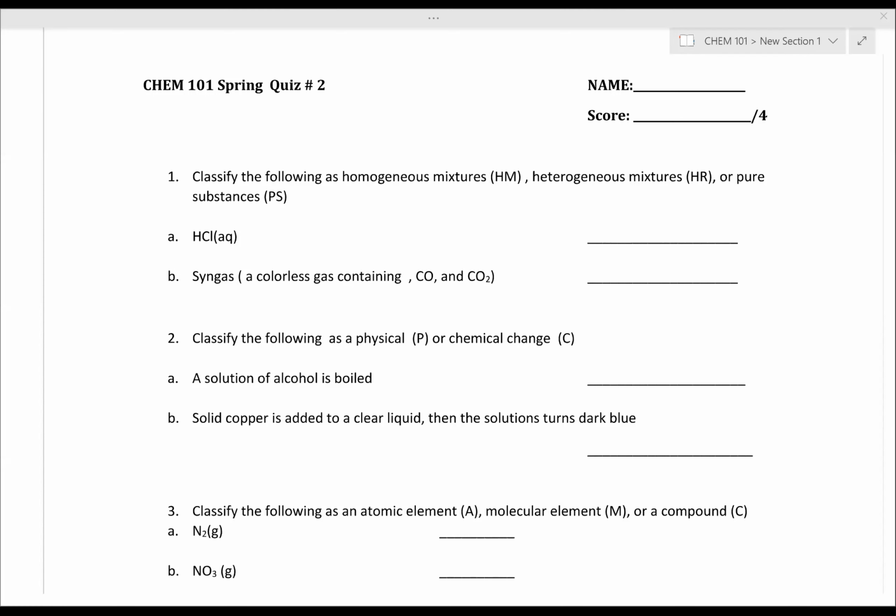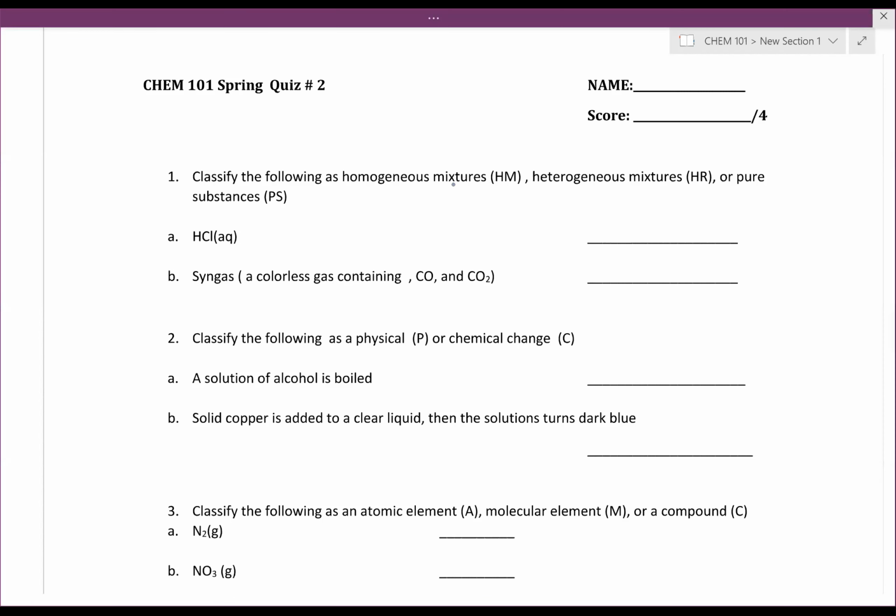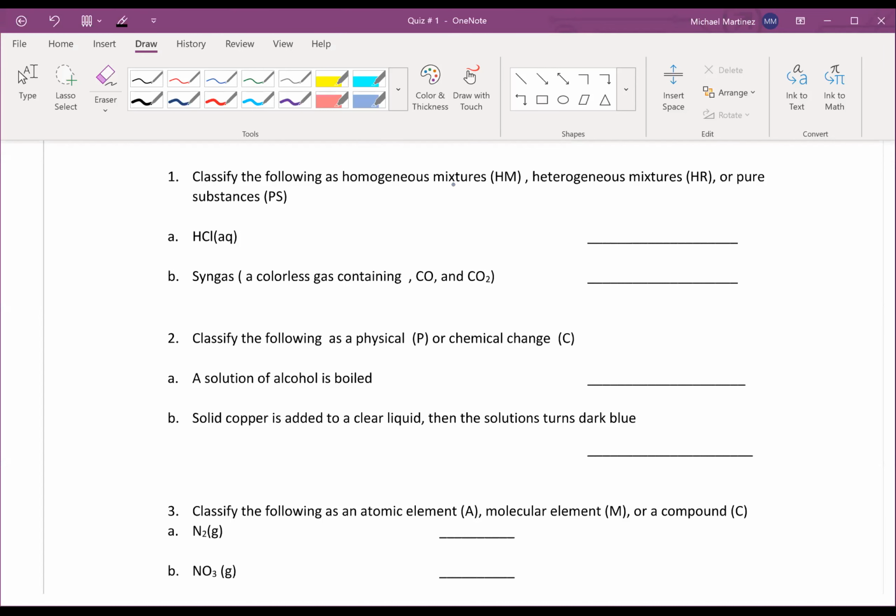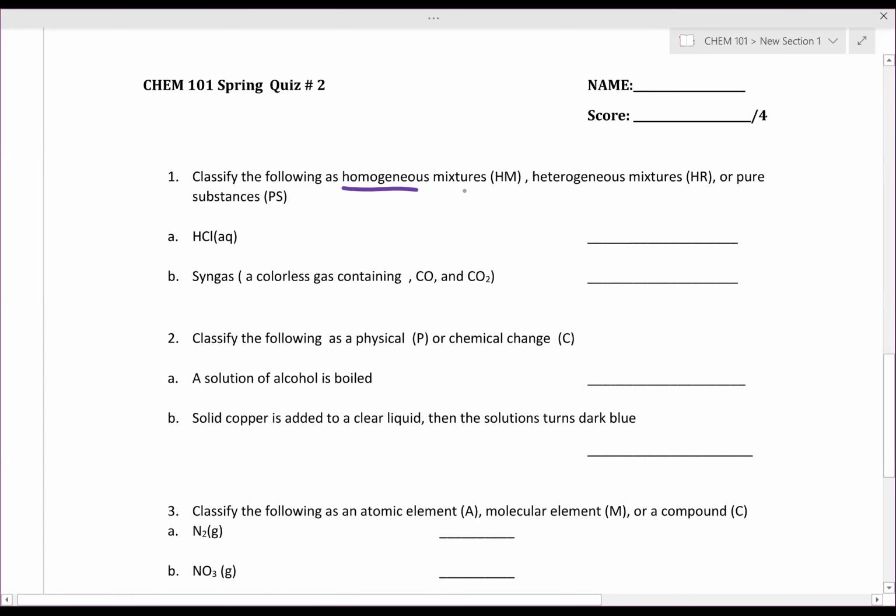This lecture. Okay, so let's discuss this quiz now. In this first case, we're asked to classify substances as, let me switch to the drawing tool, as homogeneous mixtures, heterogeneous mixtures, or pure substances.